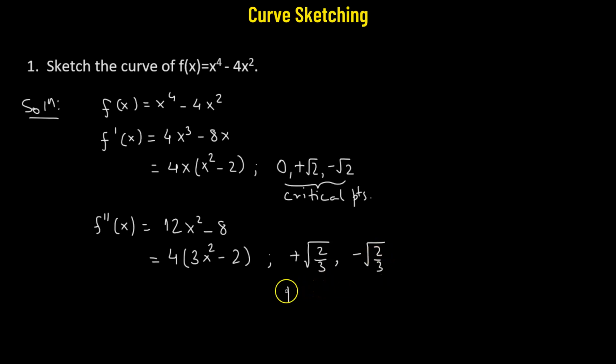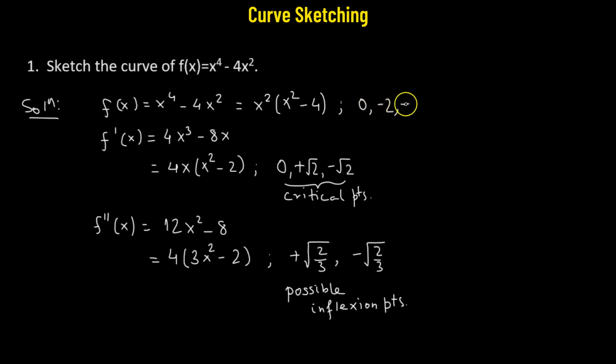So these are going to be the possible inflection points. Also, using our original equation, f(x) = x^4 - 4x^2, we can factorize it as x^2 multiplied by (x^2 - 4). If we set f(x) equal to 0, then we will get the x-intercepts, which will be 0, -2, and +2. So these are going to be our x-intercepts.